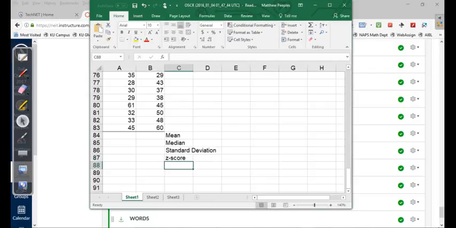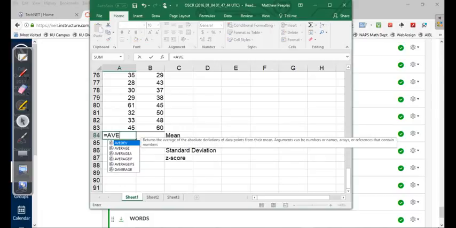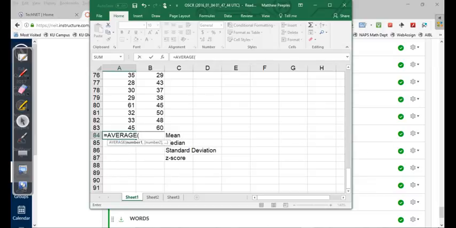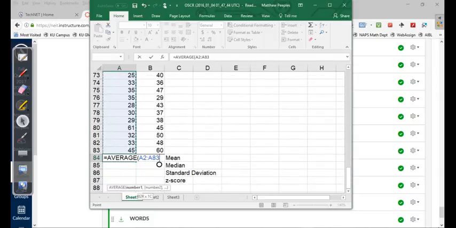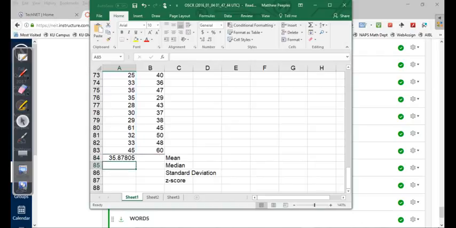Okay, for mean, right? The mean score, we're going to get our average. So it's equals average, right? That's our mean, average, right there. And the data range went from cell 2 all the way down, highlighting it, all the way down to cell 83. Close that parentheses, and then go ahead and take that average. And here it is. The average actress age for these Oscar winners was 35.88 years, when rounded to the nearest hundredth.